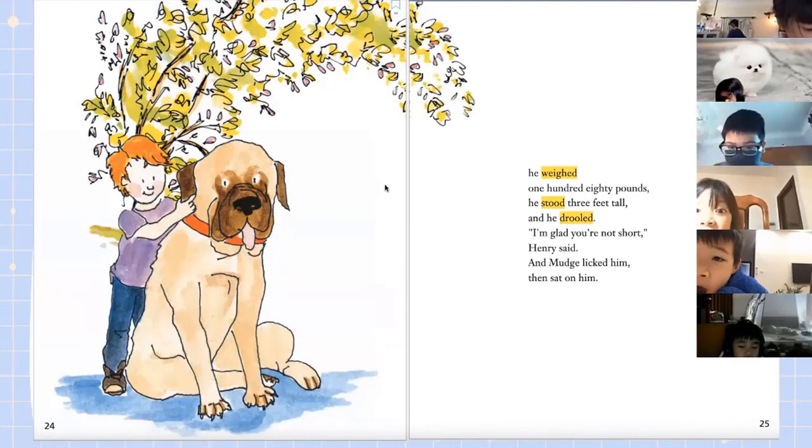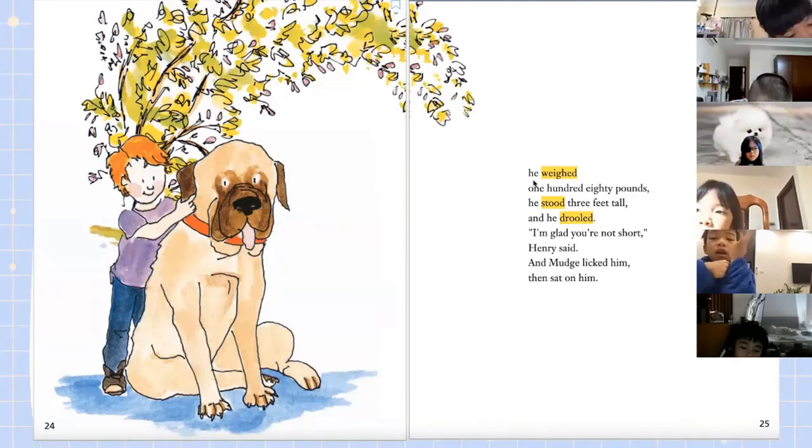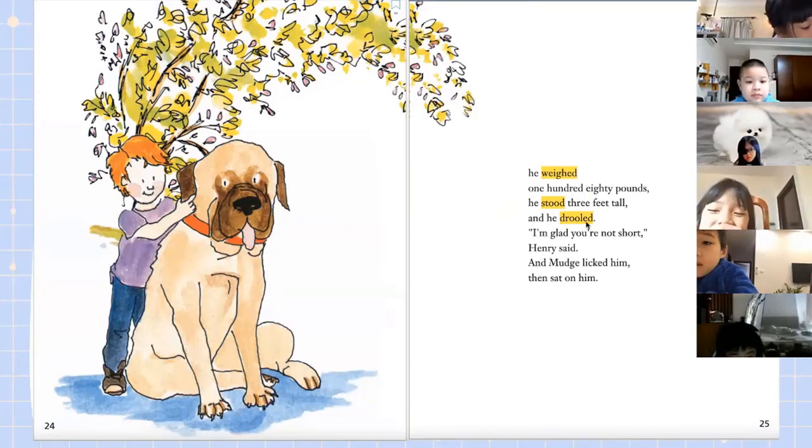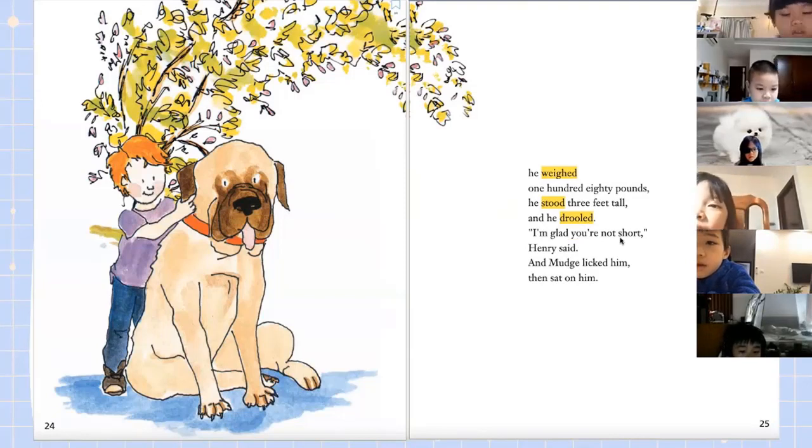Ken, can you read page 25 for us? Yes, he weighed 180 pounds. He stood 3 feet tall and he growled. I'm glad you're not short, Henry said, and Mudge licked it. Then he sat on it.